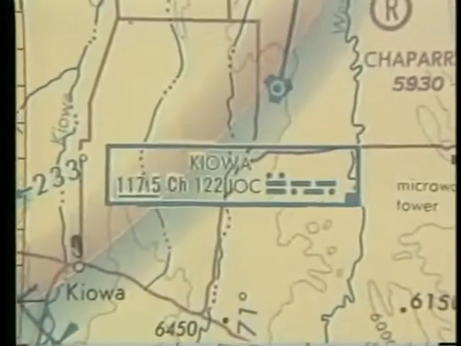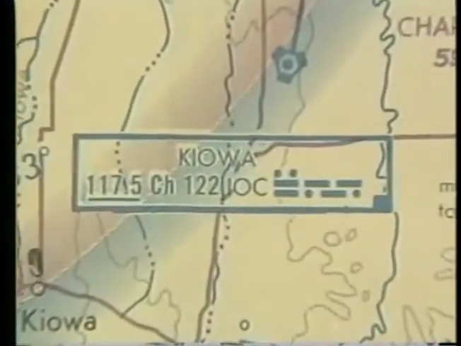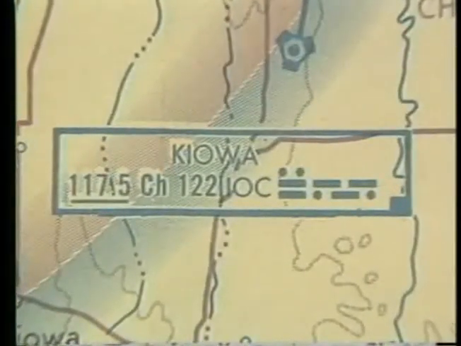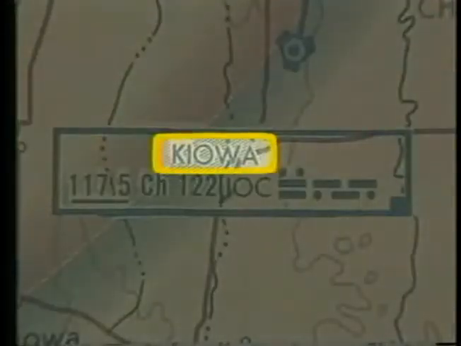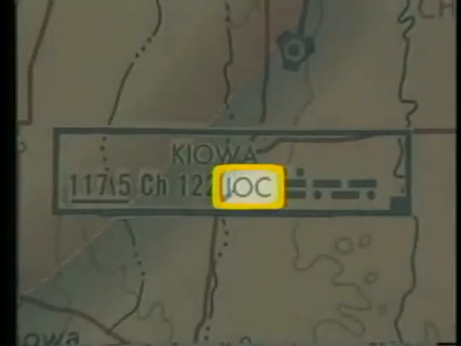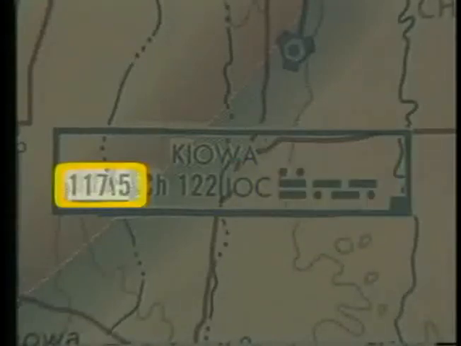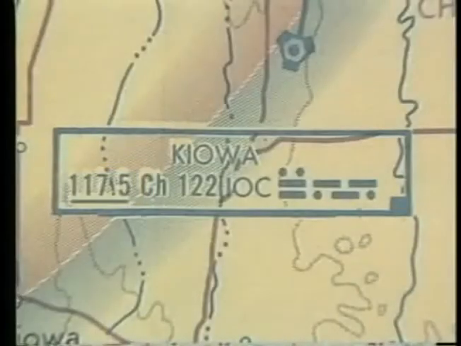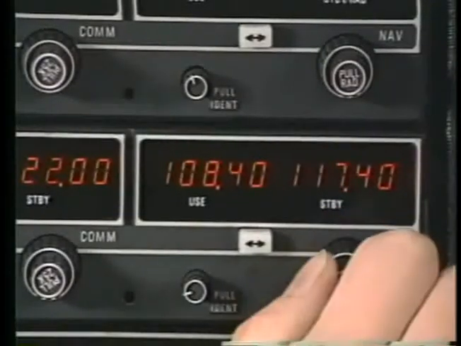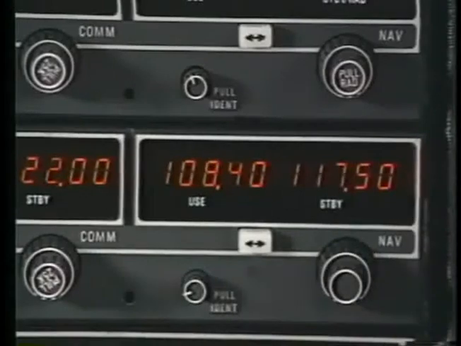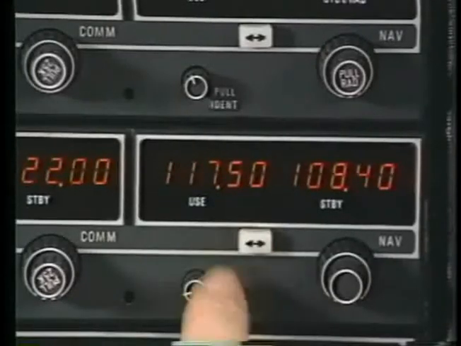Station information is represented on an aeronautical chart by a box located near the compass rose. This box includes the name of the VOR, the three-letter identifier, the Morse code identification, and the station frequency. To use it for navigation, your first step is to enter the frequency into the airplane's receiver. Turn the frequency selector knob until 117.5 appears in the display window. On this receiver, the frequency is set in the standby window, then transferred to the use window.